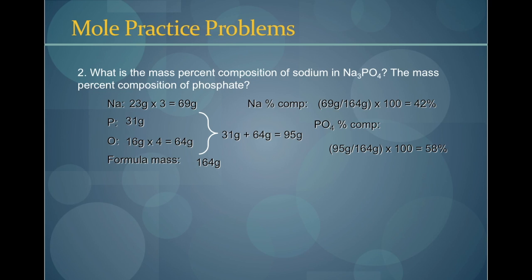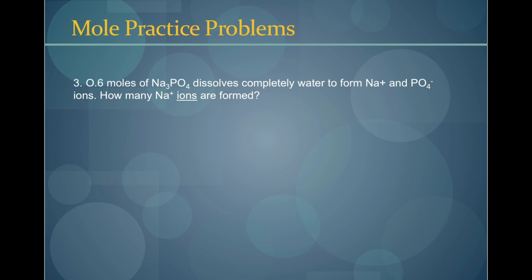Okay, another problem. 0.6 moles of sodium phosphate dissolves completely in water to form sodium and phosphate ions. How many sodium ions are formed? So this is one of the cases where we're talking about the same substance, but we're going in a different direction, where we want to figure out the number of ions formed.